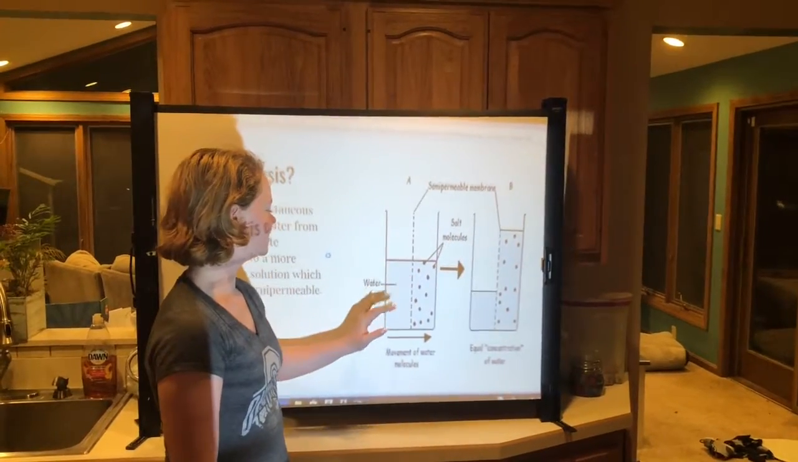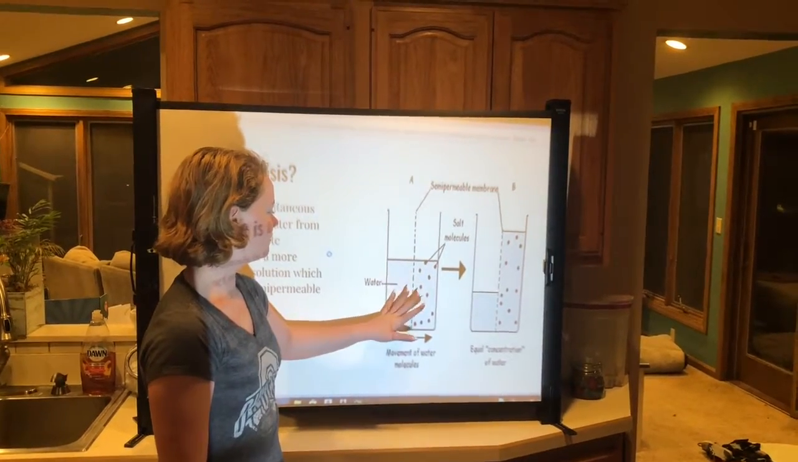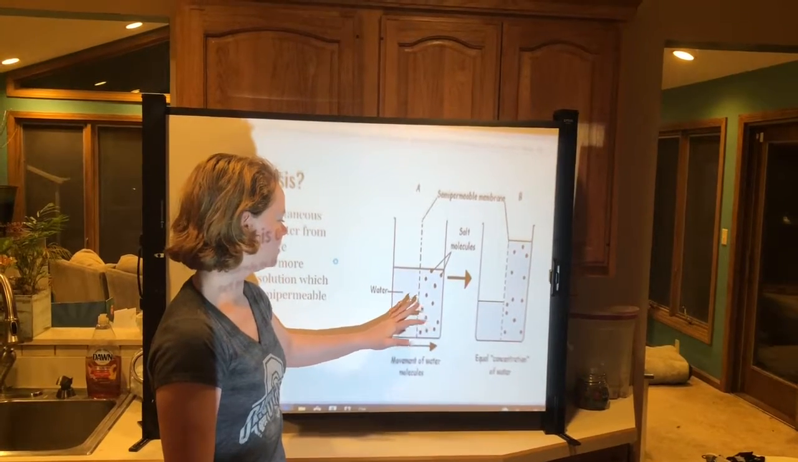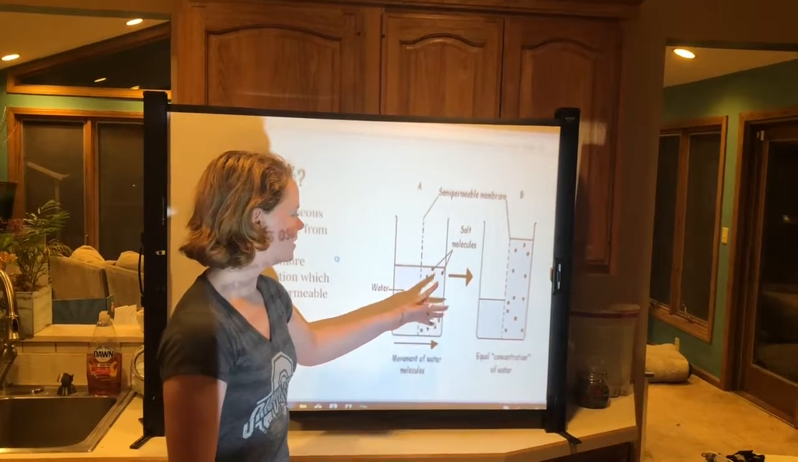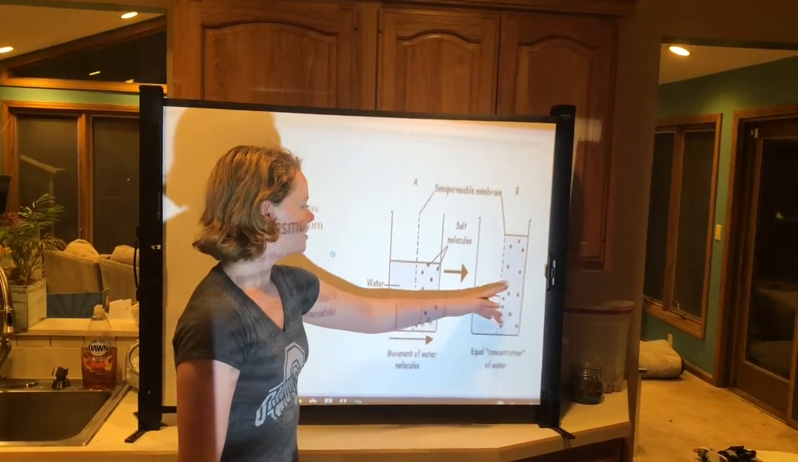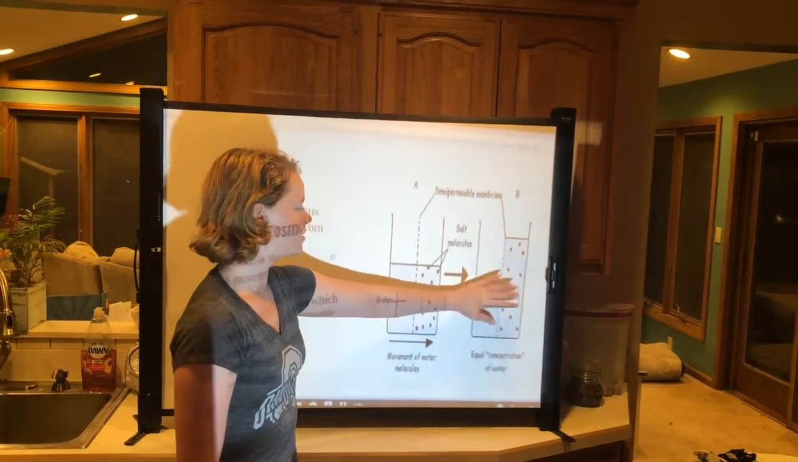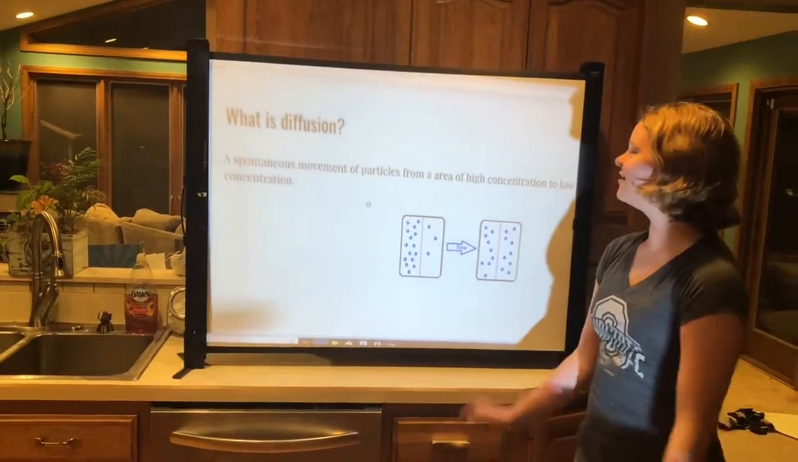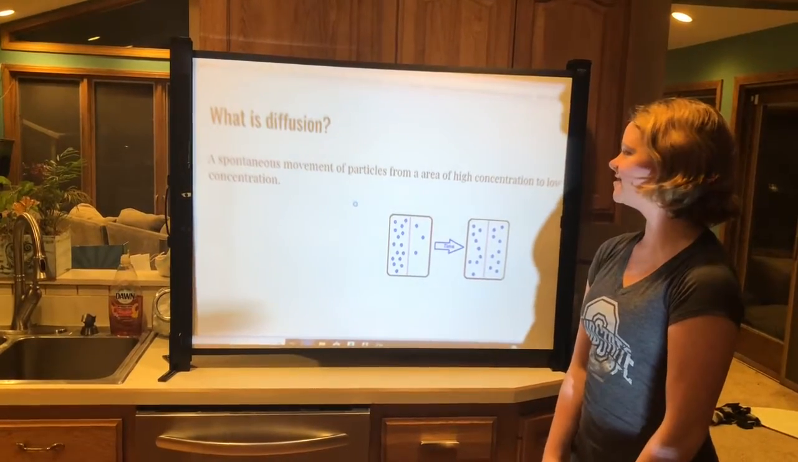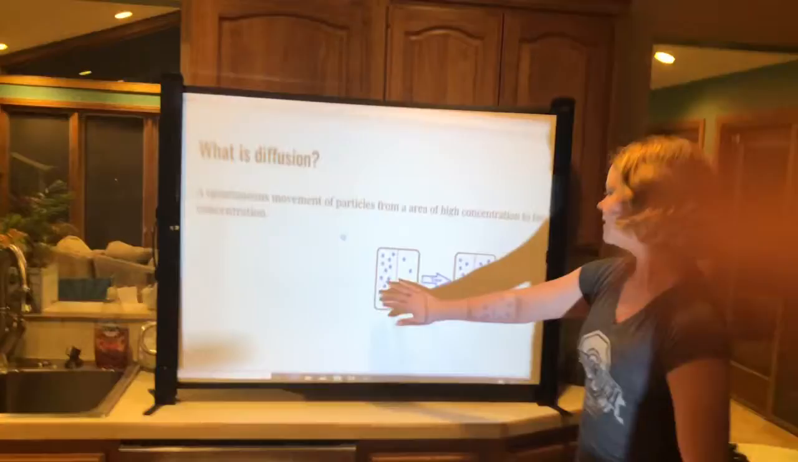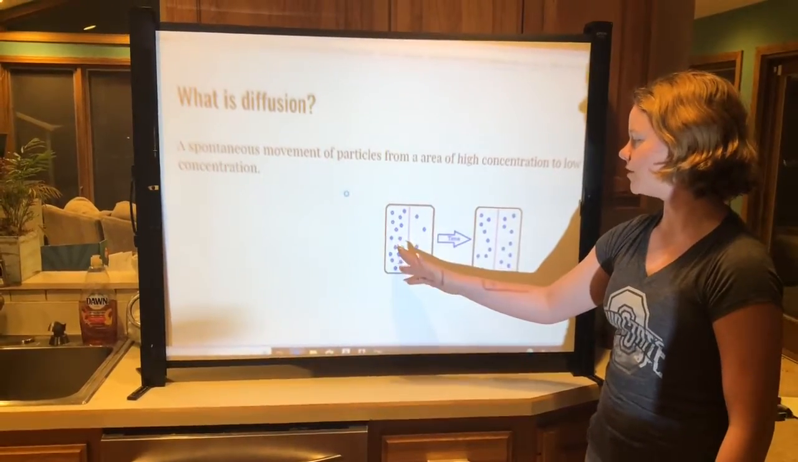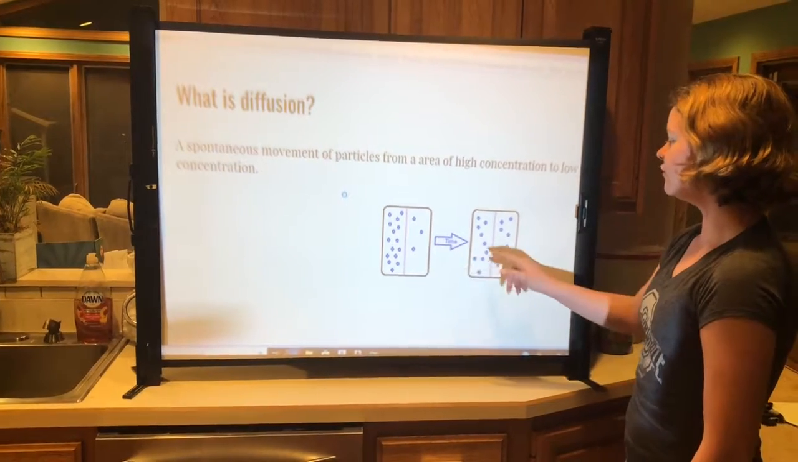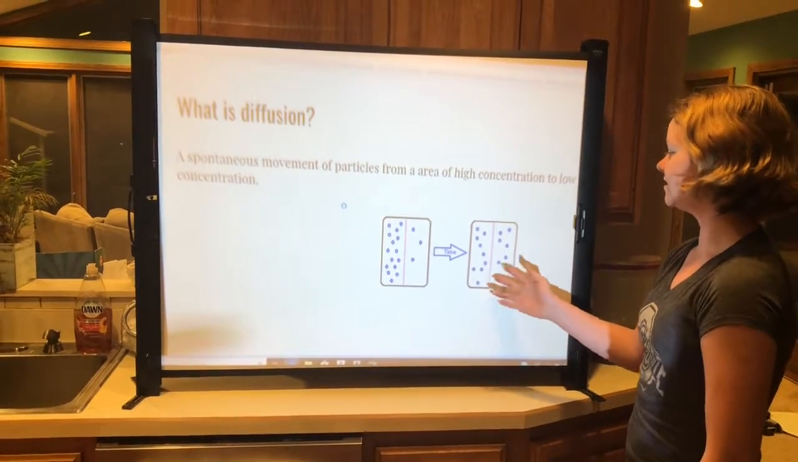The picture here shows that before the process is done, both sides have equal amount of water. One side has the salt molecules, and eventually during the process, that side gives more water, but the salt molecules stay the same amount. Diffusion is the spontaneous movement of particles from an area of high concentration to low concentration. The diagram here shows that one side has more molecules than the other side. Eventually, over time, both sides get the same amount of molecules.